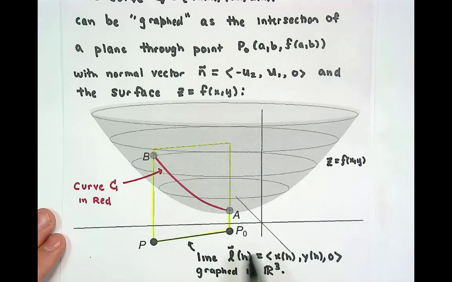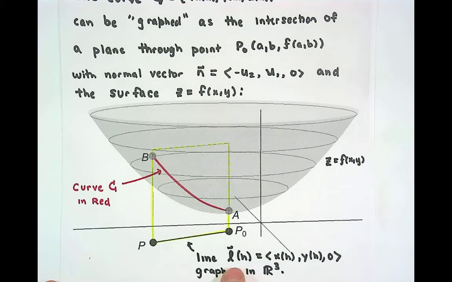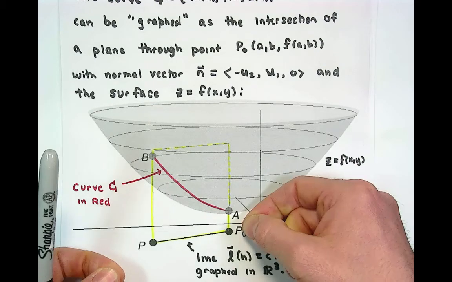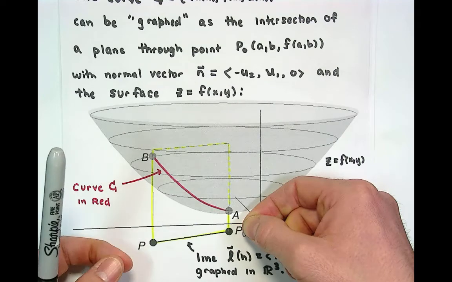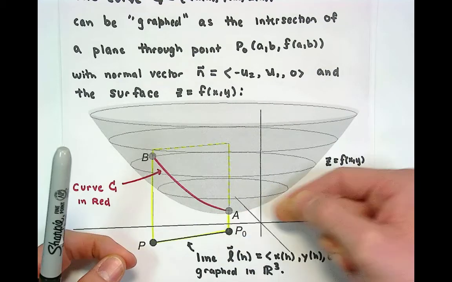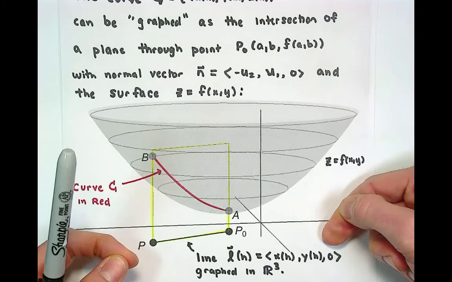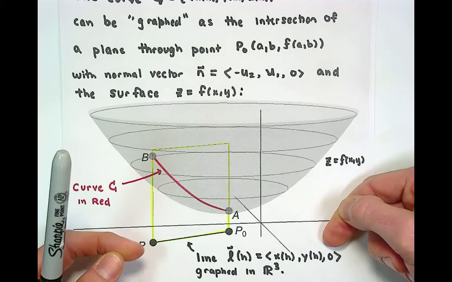There's some surface. We have a line L of h, and you've got to be careful. This is a different line than the previous L of h because this line is visualized in R3. It happens to have the same x and y coordinates, but the z coordinate is 0. So this is the line in R3 that comes from adding a third coordinate onto the one that we saw in R2.